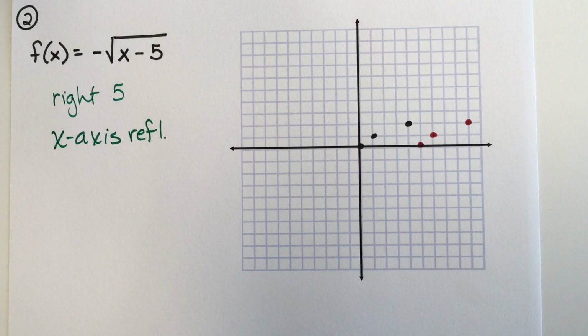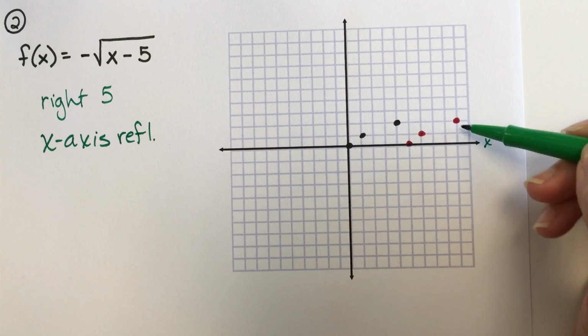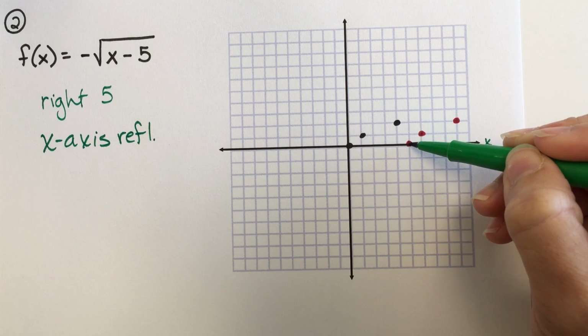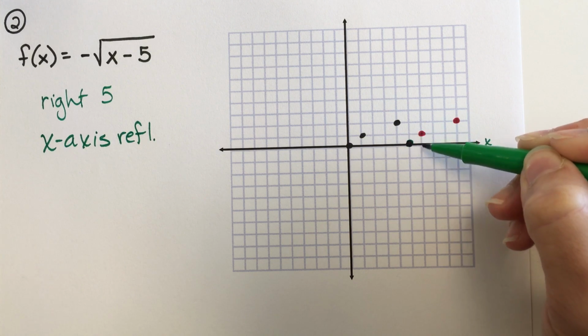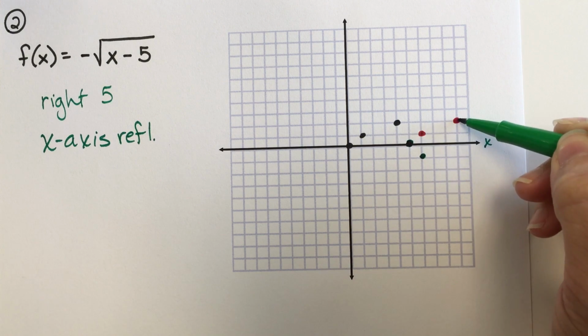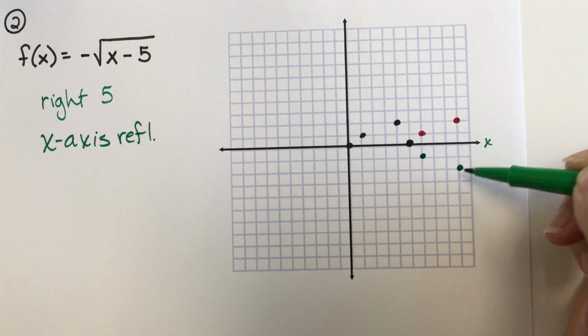So now I need to take each of these points and do the x-axis reflection. Since this is your x-axis, you're flipping these points about this particular axis. So actually, this point that's on your x-axis is not going to move. This one, since it's 1 unit above, would flip 1 unit below. This one's 2 units above the x-axis, so it gets flipped to being 2 units below.